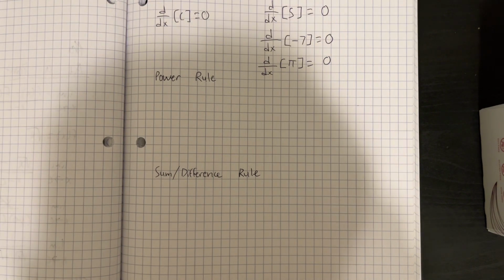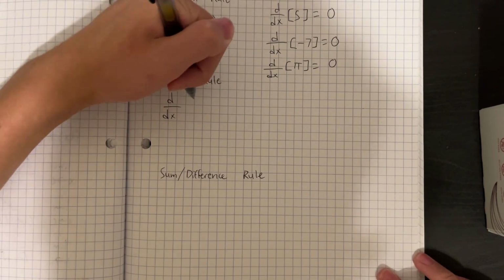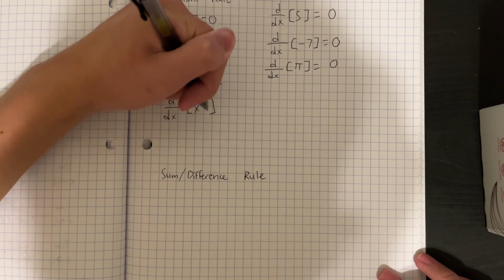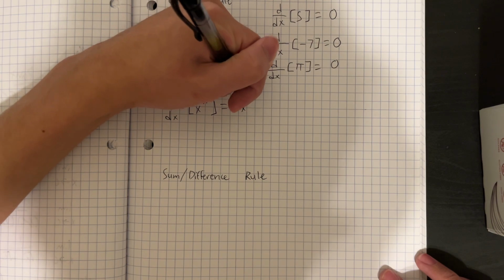Next, let's look at the power rule, which states if n is a rational number, then the function f of x equal to x to the n is differentiable, and d over dx of x to the power of n is equal to nx to the n minus 1.